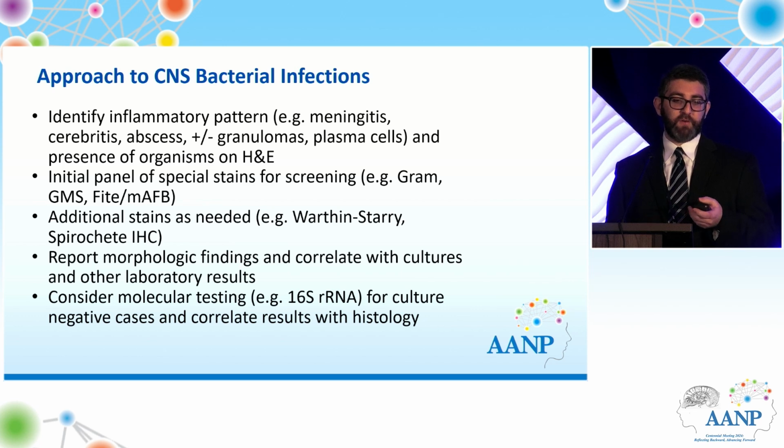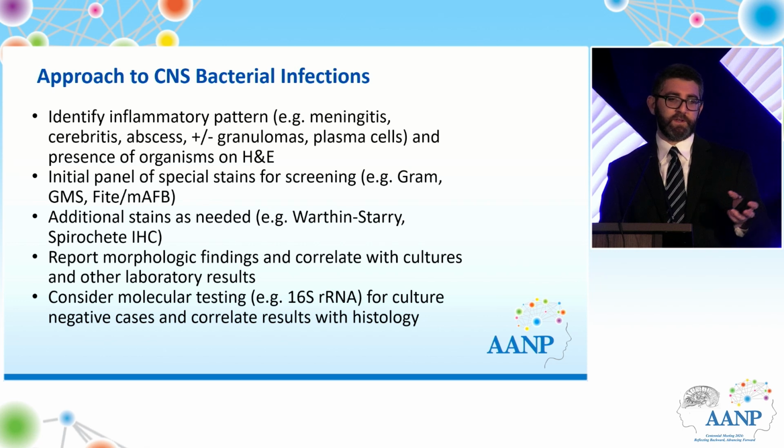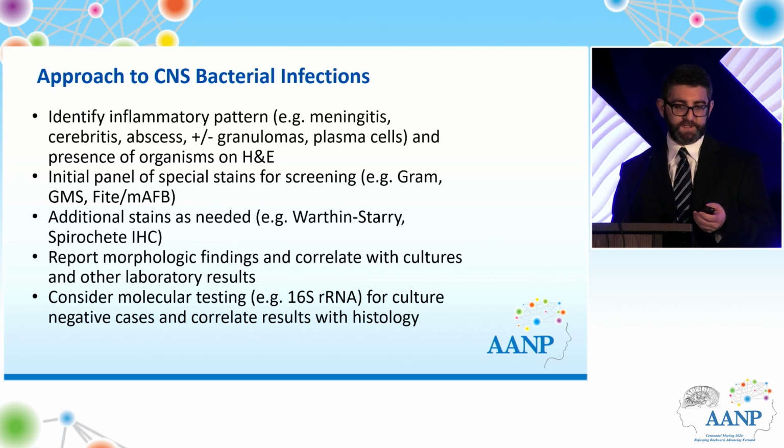So this is the general approach we take. If you're suspicious for a bacterial infection, you want to look at the inflammatory pattern. So if you see something that looks like a meningitis, a cerebritis, an abscess, if you see any granulomatous inflammation, any plasma cells, these are all hints that you could be looking at some sort of bacterial infection. So in our experience, we've decided that it's better just to order all the stains for this differential at once. So we order a gram, a GMS, and a modified acid-fast stain in all cases where we see these histologic findings. Sometimes you can see bacteria, and it can vary from eosinophilic to basophilic, and it's sort of hard to know what the species is without further staining.